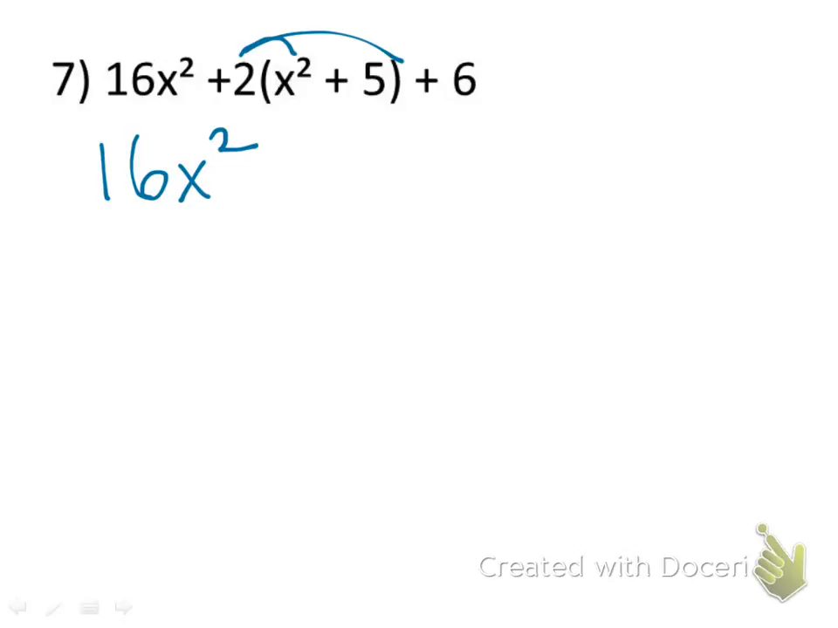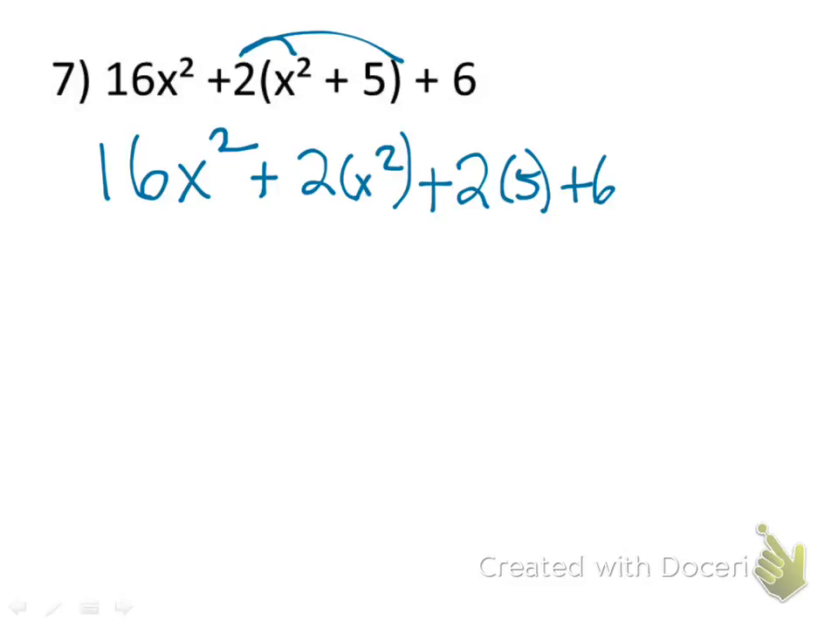I haven't done anything with the 16. We're not distributing the 16x squared. We're not adding it to the 2. We're not doing anything. So just write it in the front, put your plus sign. You're multiplying the x squared and the 5 by the 2. So I have 2 times x squared plus 2 times 5 plus 6.